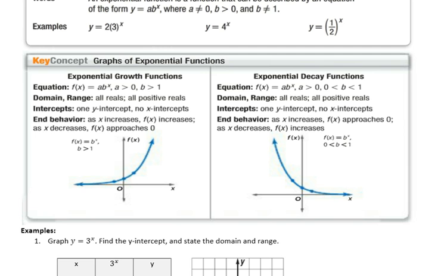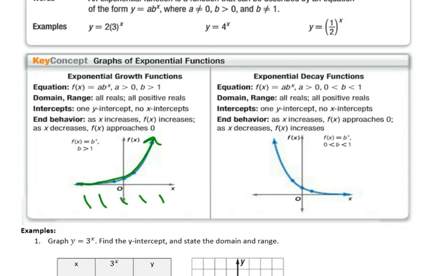So in an exponential growth, your function is increasing, right? It's increasing from left to right. If you talk about our domain, which are our x values, you're going to have all real numbers as your x values, but your range, your y values, are going to be greater than 0. You're not going to have anything down here in this area of the graph.